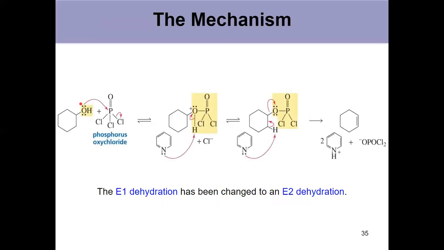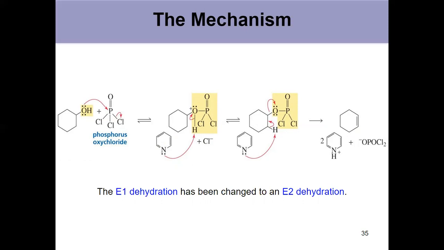Your alcohol, right, the lone pair there acts as a nucleophile. It comes in here, does an SN2 reaction on phosphorus to kick off one of the chlorines. Okay. This should look familiar from the first video from chapter 10. Pyridine comes in here and picks up a hydrogen to prevent it from going back. Right. Then pyridine comes in again, pulls off your beta hydrogen. You have a better leaving group here. Okay. And then you get your final product as the alkene. Okay. Easier, more mild way to do these reactions.